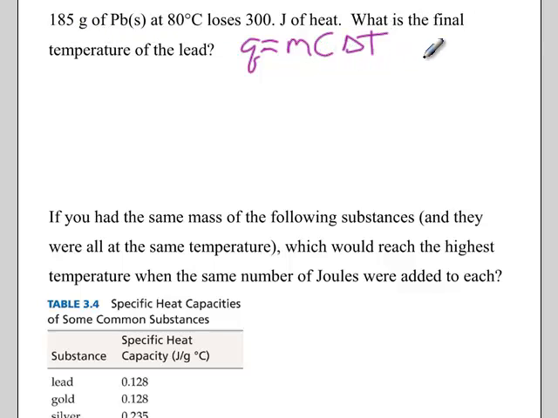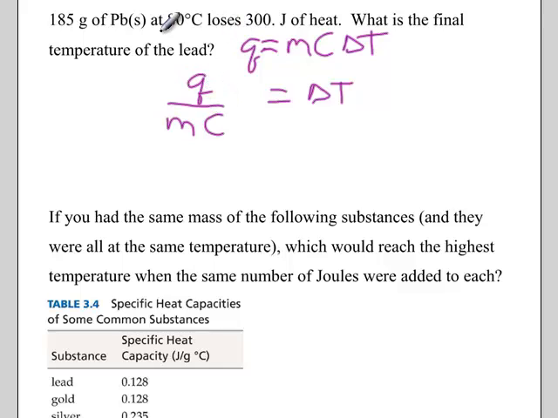So in order to find the final temperature, what I'm going to do first is get the change in temperature, just get delta T by itself. So if I leave the delta T over on the right side of the equation, I have to bring the M and the C over to the left, and in order to do that I need to divide both sides by M and C. So now it's a matter of plugging in the right numbers.